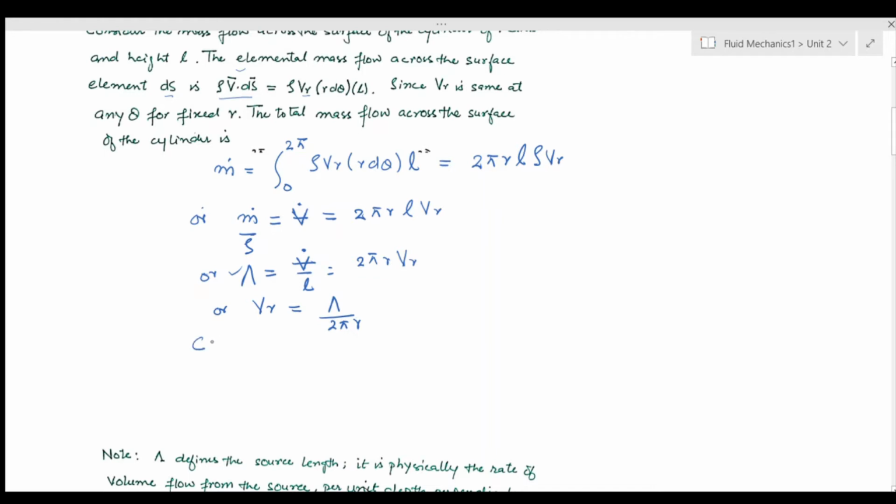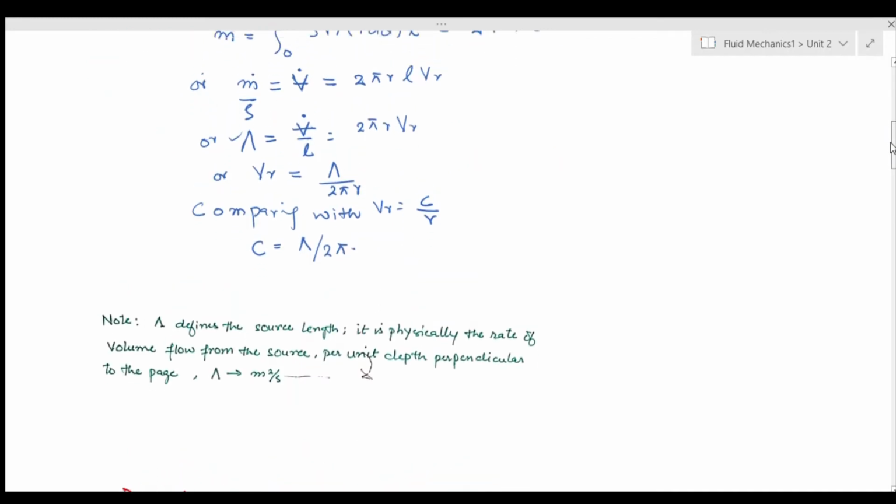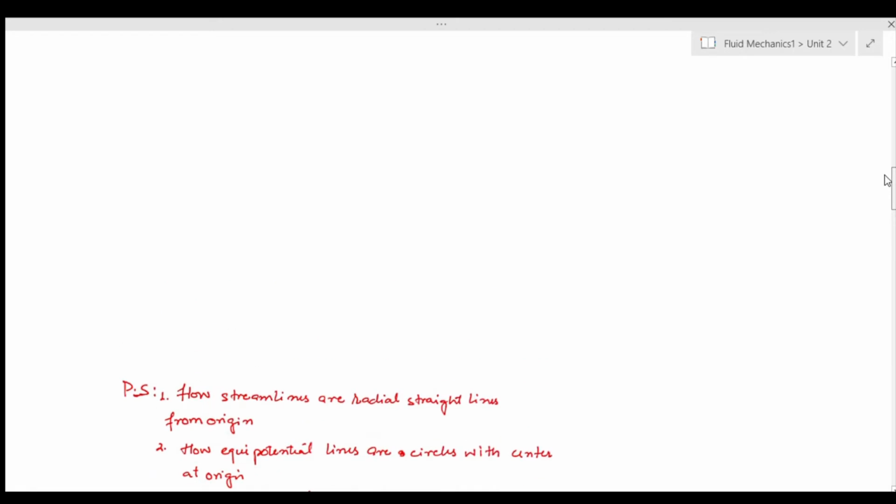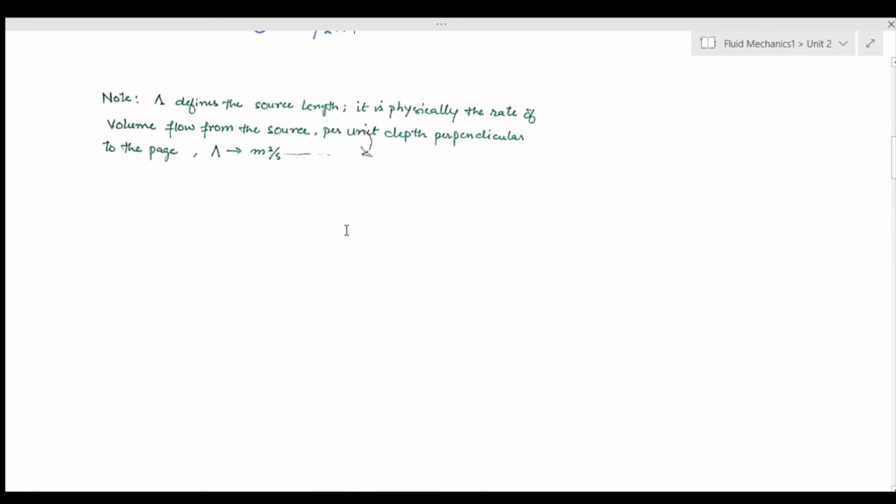Now comparing it with my VR which I got before, and that was C divided by r, I can say that my C is equal to this capital lambda, which is volume flow rate per unit length, divided by 2 pi. Okay, so that's what we have.